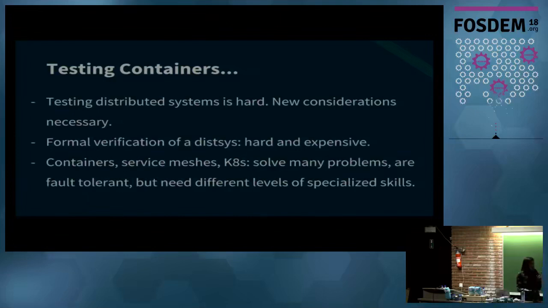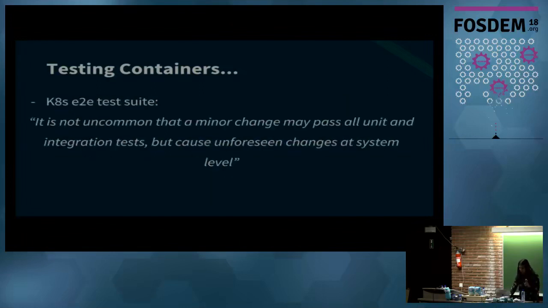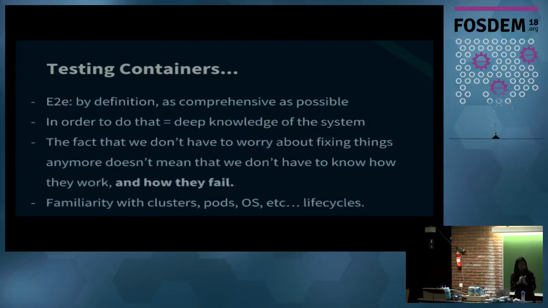And then the second perspective is testing containers, right? So testing distributed systems is hard. If you go to the Kubernetes documentation, you can find this, specifically in the end-to-end test suite. It is not uncommon that a minor change may pass all unit and integration tests, but cause unforeseen changes at system level. So, as we said, end-to-end by definition should be as comprehensive as possible.